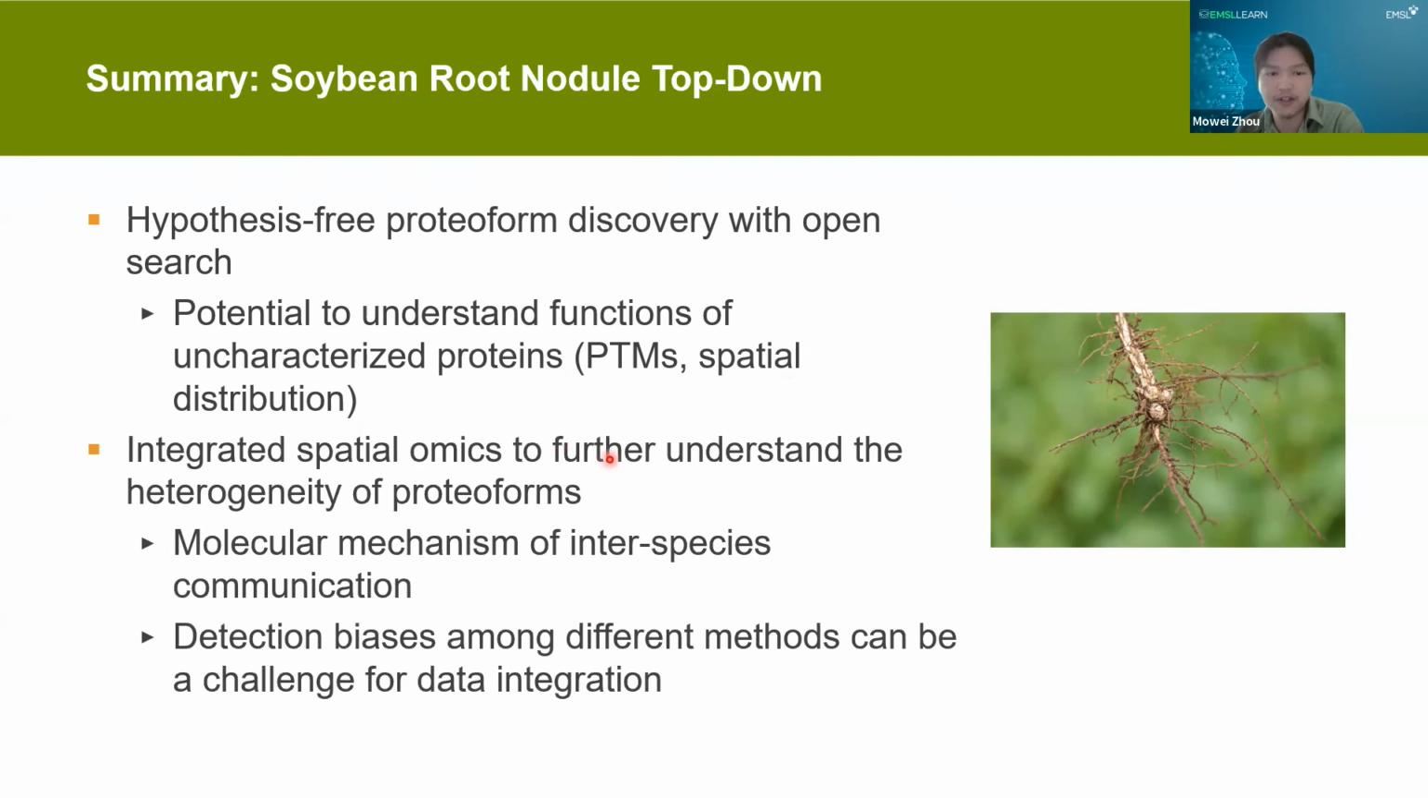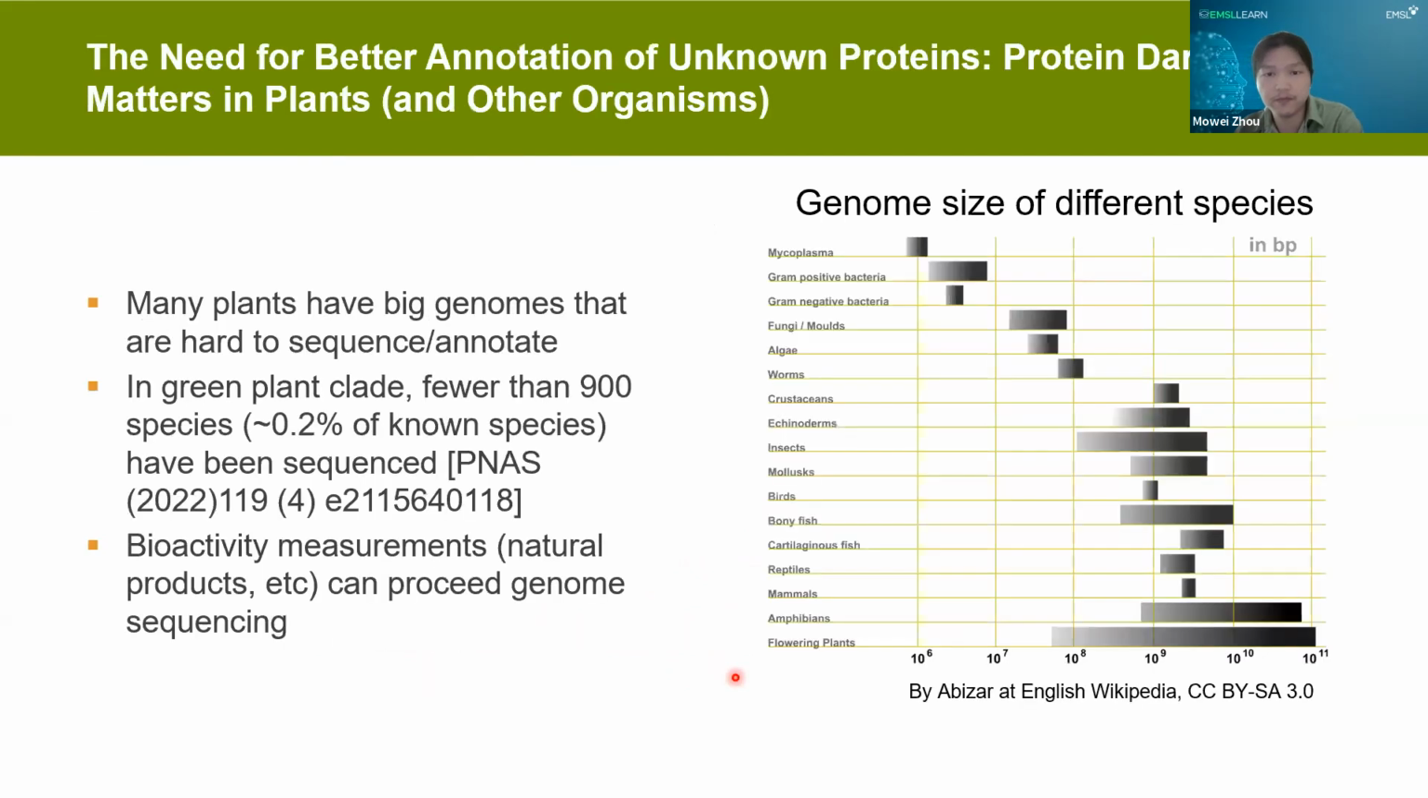This integrated analysis can be really helpful to understand the heterogeneity, regarding the PTMs, the truncations, and also the spatial distribution. Especially for this kind of interspecies communication, there may be a lot of secreted signaling molecules that are very useful to study with top-down. The challenge is that the detection biases among different techniques may make it difficult to integrate the data. But I think that will slowly get resolved as the protocols are further optimized.